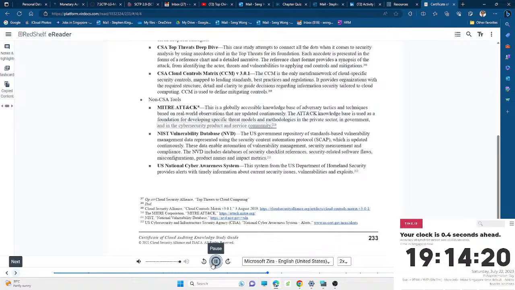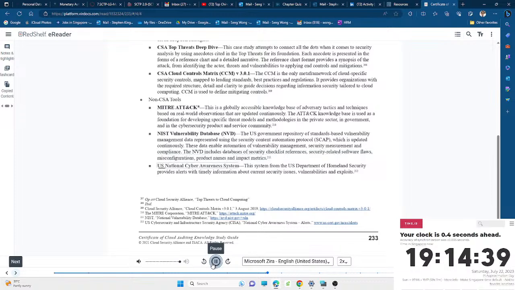Point 210.4 NIST Vulnerability Database, NVD, the U.S. government repository of standards-based vulnerability management data represented using the Security Content Automation Protocol, SCAP, which is updated continuously. These data enable automation of vulnerability management, security measurement, and compliance. The NVD includes databases of security checklist references, security-related software flaws, misconfigurations, product names, and impact metrics.